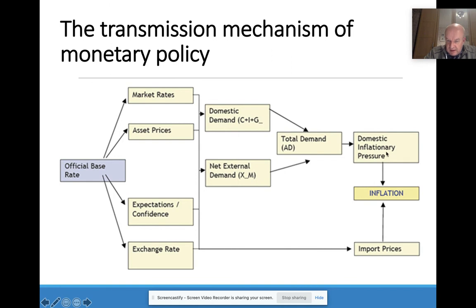Total demand is then also going to be affected by net external demand, the difference between exports and imports, and higher levels of demand will essentially cause some sort of domestic inflationary pressure. Okay, and import prices clearly, again, depend on where exchange rates go as a result of the change. You can see that this transmission mechanism has a significant effect. So one change by the Bank of England will have a knock-on effect in a number of these different areas. Okay, and it's reliant on those things to work through in order for monetary policy to be effective.